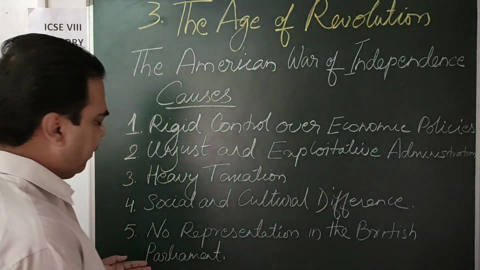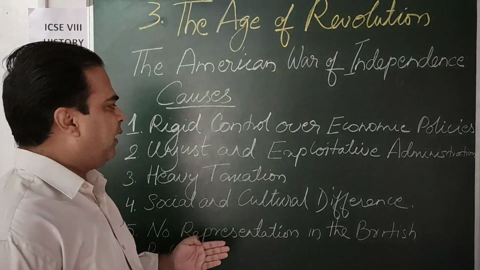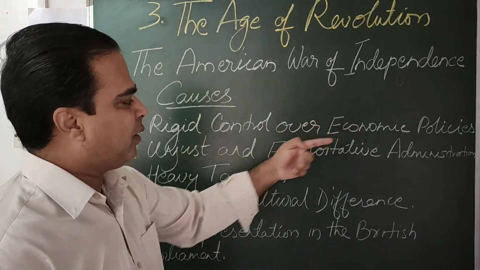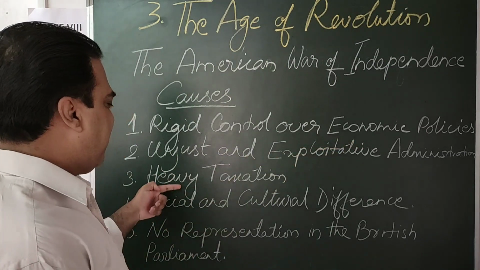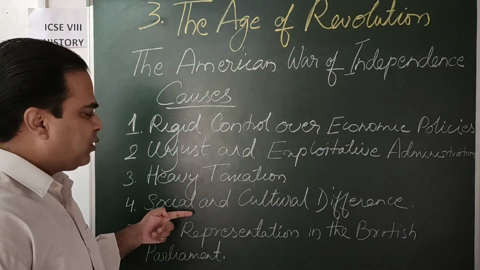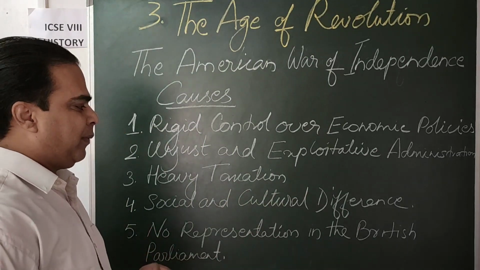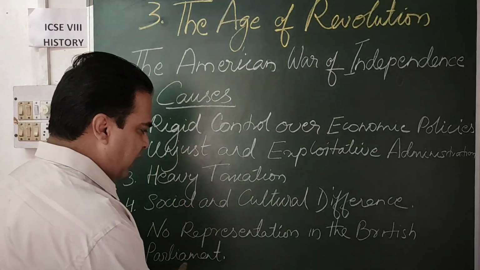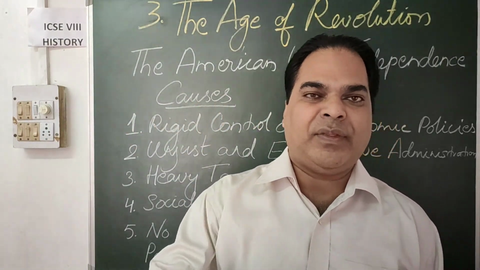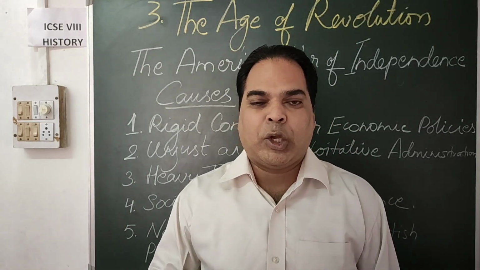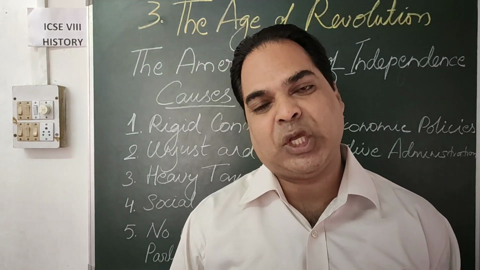So over here 5 topics are mentioned. These are the causes of the American War of Independence: rigid control over economic policy, unjust and exploitative administration, heavy taxation, social and cultural differences, and no representation in the British Parliament. So now I think you understood that the people of the 13 colonies were controlled economically and politically by the British government.